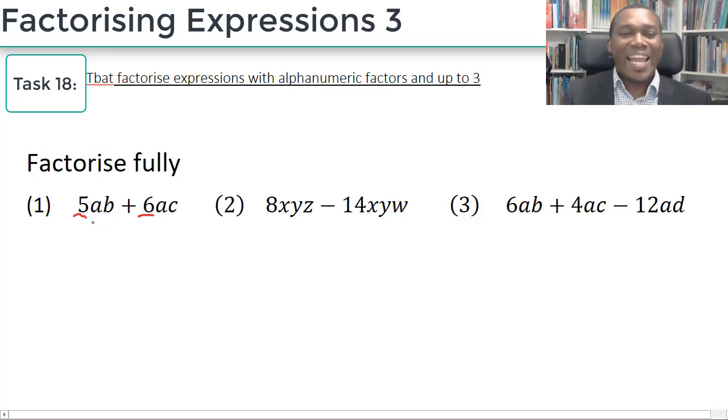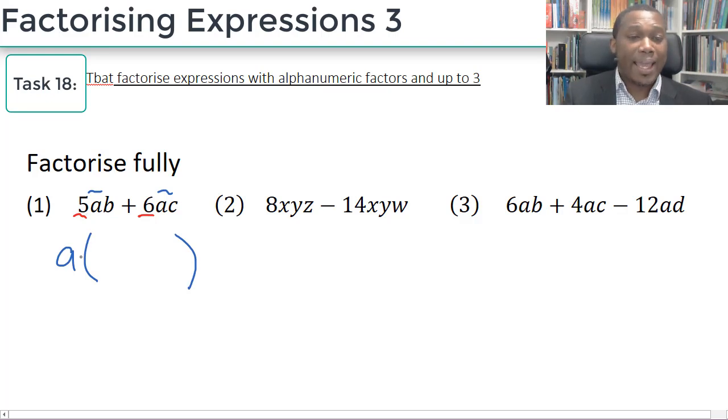Then I go to my next letter, the A, and they both have one A in common, so A is going to come out. And then do they have any other letter in common? There's a B in the first term, but no B in the second term. There's a C in the second term, but no C in the first term, so there's no other letter in common. A is the only common factor. I take A out. And because it's only a letter term, I just need to write all the numbers and the letters that we're missing, because it all means to multiply.